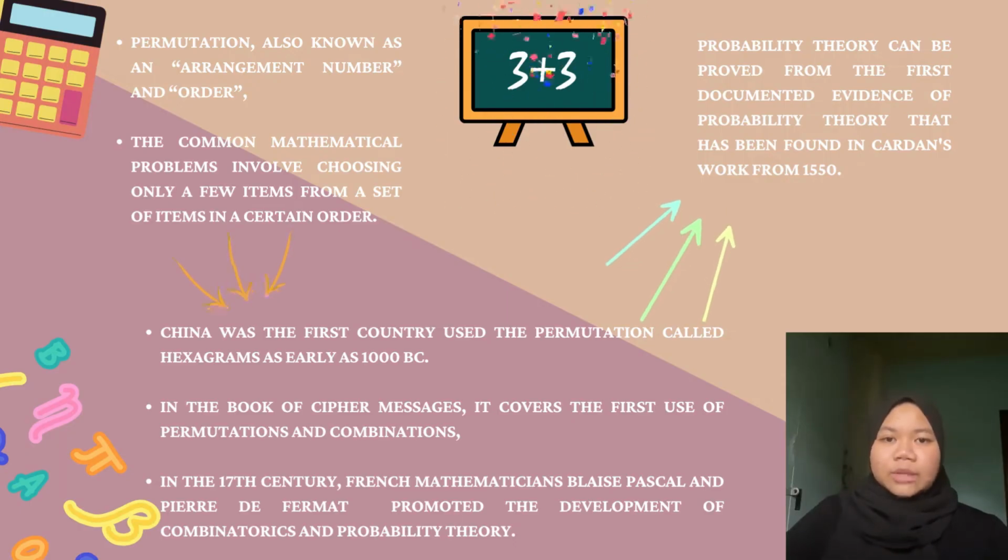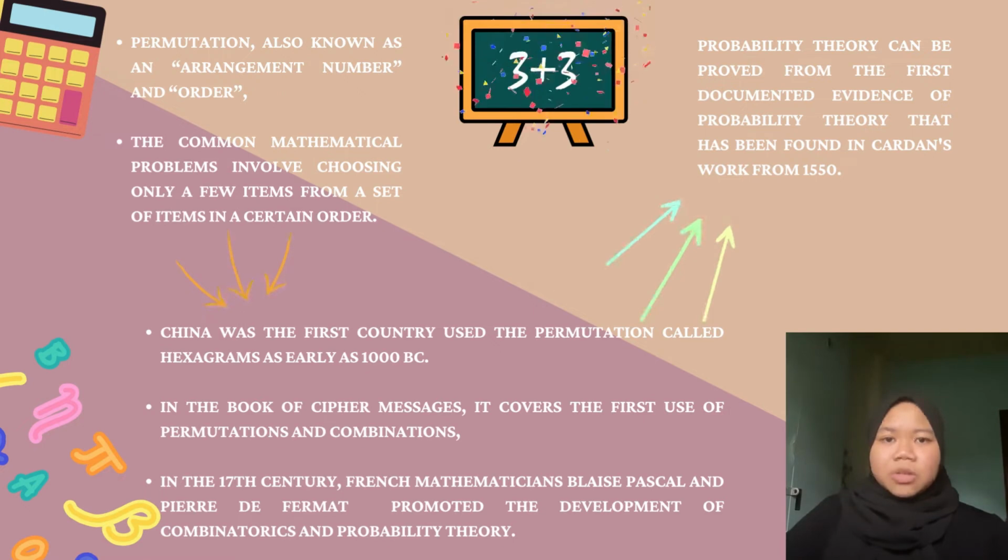Permutation, also known as an arrangement of number and order, is a mathematical technique for determining the number of possible arrangements in a set when the order of the arrangement matters. Common mathematical problems involve choosing only a few items from a set of items in a certain order. Permutations are commonly mistaken with another mathematical technique known as combination.